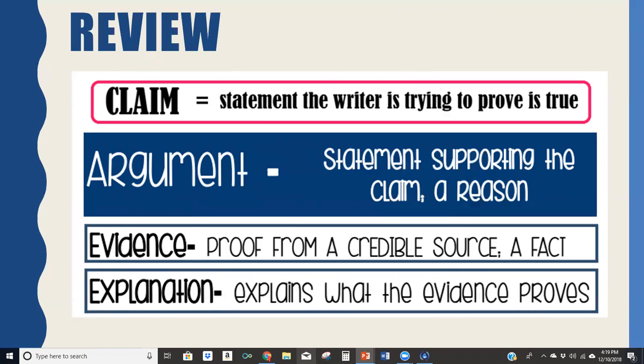So again, your claim: take a side, and state clearly which side you are on. I know a lot of us tend to be in the middle on issues, but in order to correctly argue, you need to take one side or the other.